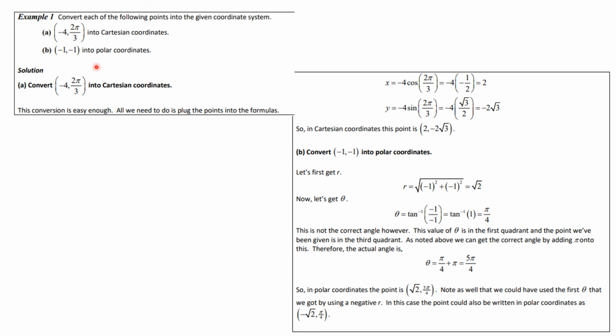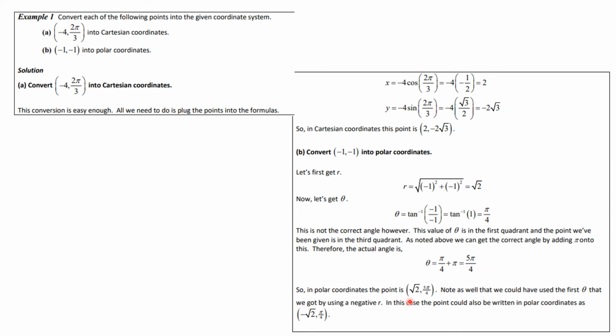Now I also asked you to convert this one, and if we do that, we will first find r this way. It's the square root of the sum of the squares, so it's going to be the square root of 2. And now get theta. Well, theta is the inverse tangent of this. Now the minus over minus is plus, so that is going to be pi over 4. Now, this is not the correct angle. You see that already, because this would give us a theta in the first quadrant, and the point we've been given is in the third quadrant. So we have to add pi, and so we're going to get 5 pi over 4 for this.